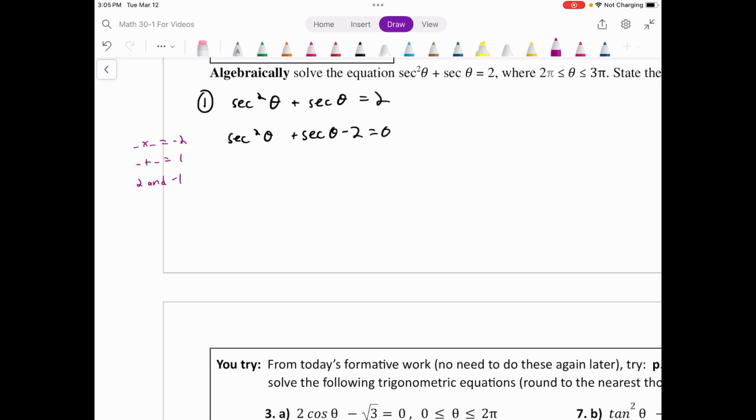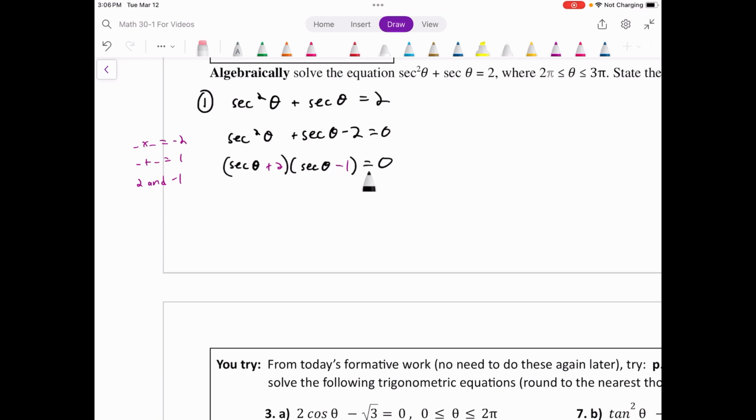2 times -1 is -2. 2 plus -1 is 1. So that means our two factors are secant theta plus 2. There's one factor. And the other is secant theta minus 1. And that equals 0, right? Rewrite it in its factored form.